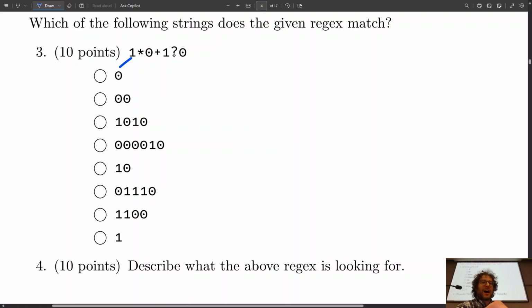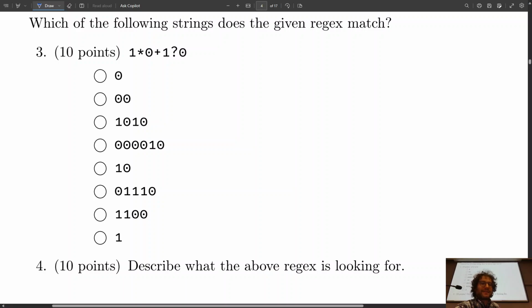1 question mark means an optional 1. That's what the question mark means. It means either it's there or not. That's fine, perfectly. And then we have a 0 at the end. This won't work because we've had 1 0 from this thing, and we need at least 1 0 here and at least 1 0 here. So our answers need to have at least 2 zeros in them somehow. So it's not going to be that one.